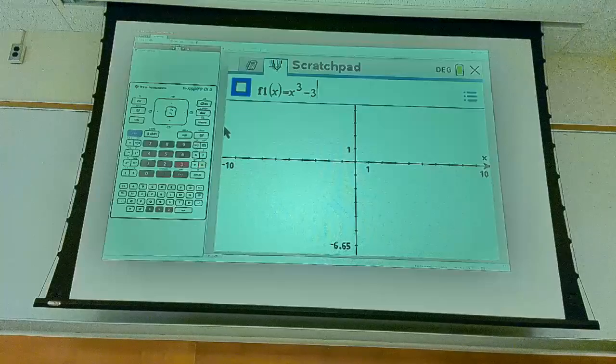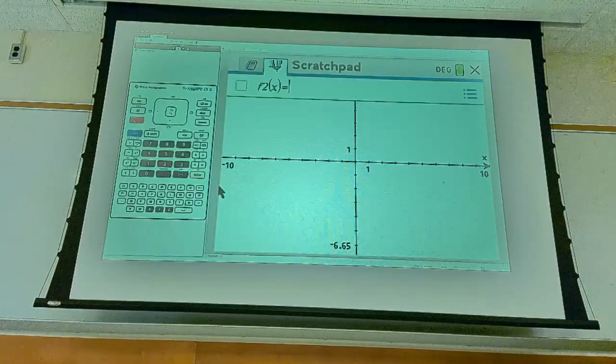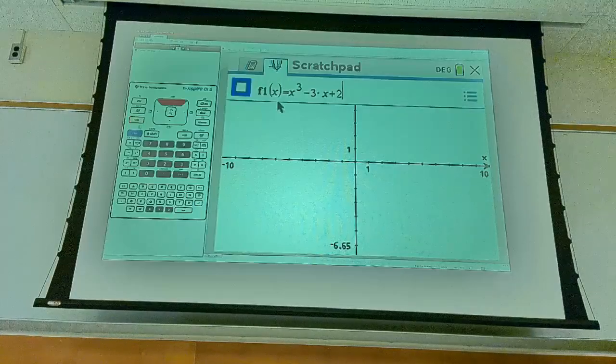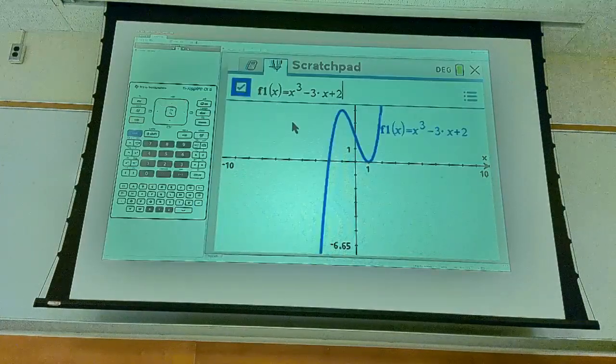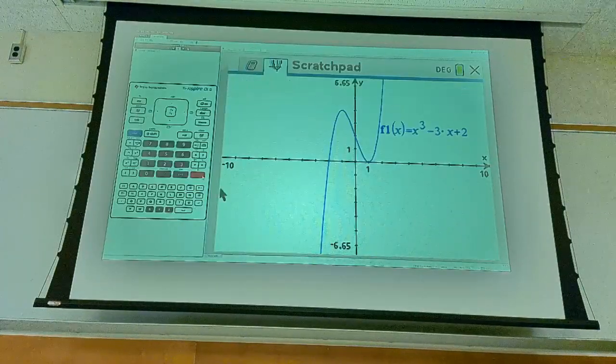Then it was minus 3x plus 2. Then you can either hit tab or enter. No, enter doesn't do anything, apparently. Oh, because I unchecked it. So I'm going to recheck it. Enter or tab will bring you down to the next one. I don't care about that. If I hit enter again, it should bring me out of it. And so there's your graph.